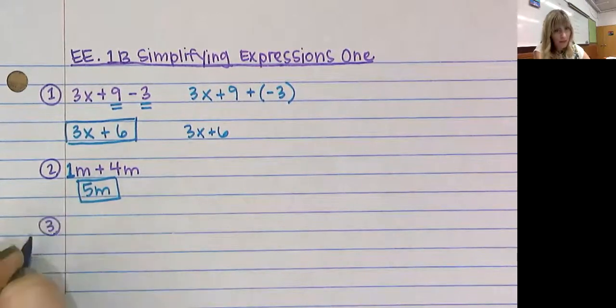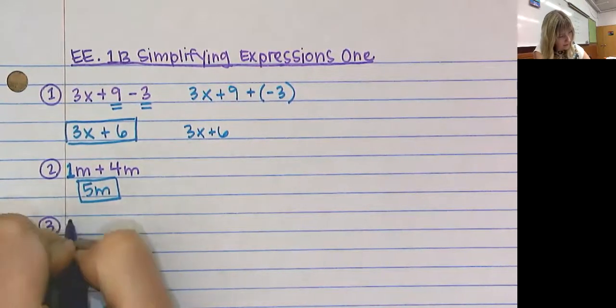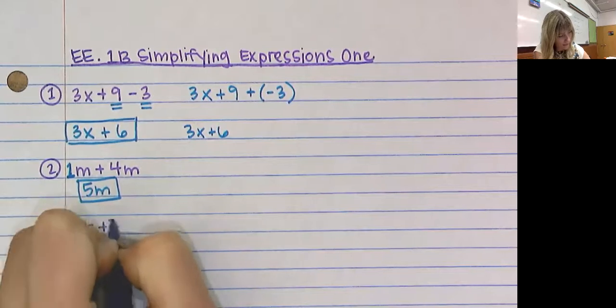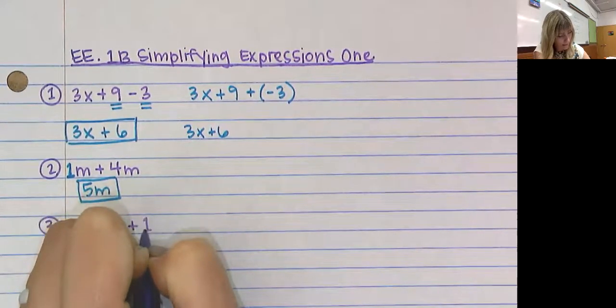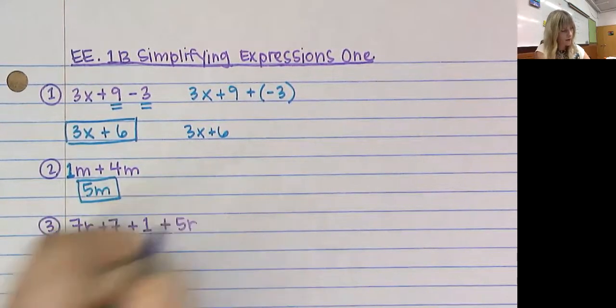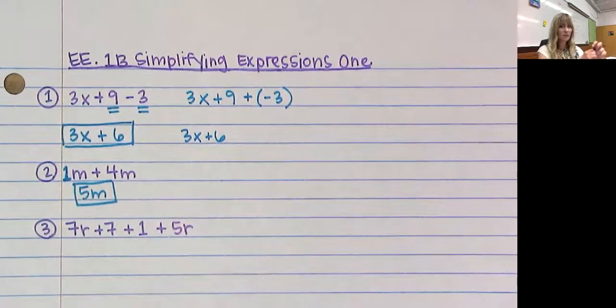Let's just do 2 more together. Number 3 says 7r plus 7 plus 1 plus 5r. The first thing I notice about this expression, and I hope you notice it too, is that everything is positive. Take a look at that and make sure your brain is processing that everything here is positive. Okay, that's helpful, makes things simpler, but it's a thing we have to notice and process.